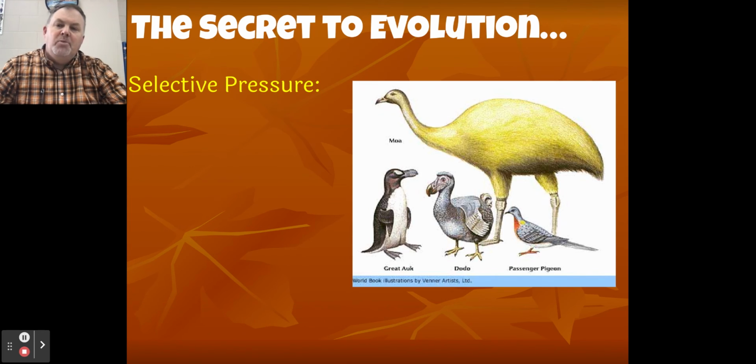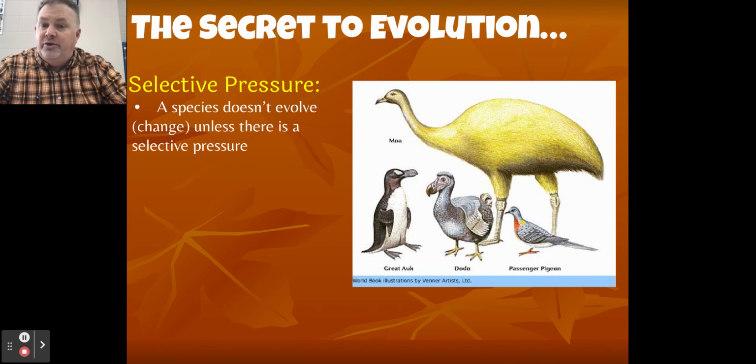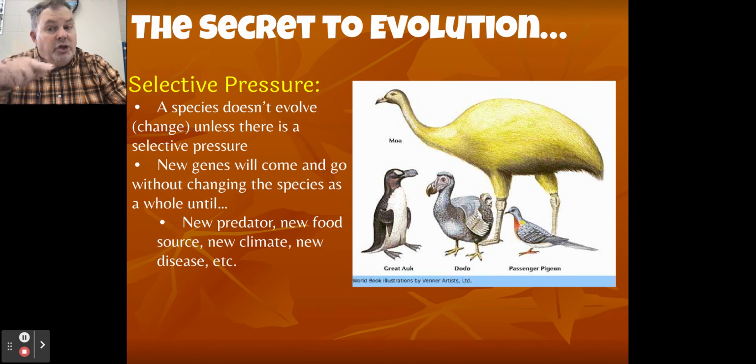You can imagine that. So the secret to evolution is what we will mention here, and that is selective pressures. A species doesn't evolve unless there is a selective pressure. And without a selective pressure, new genes will come and go without changing the species overall as a group or as a whole. But you start introducing a new predator, a new food source, climate change, and diseases. Those are pressures, and those may change the adaptability and the ability for those organisms to survive. That's what we're looking at here, the selective pressures.